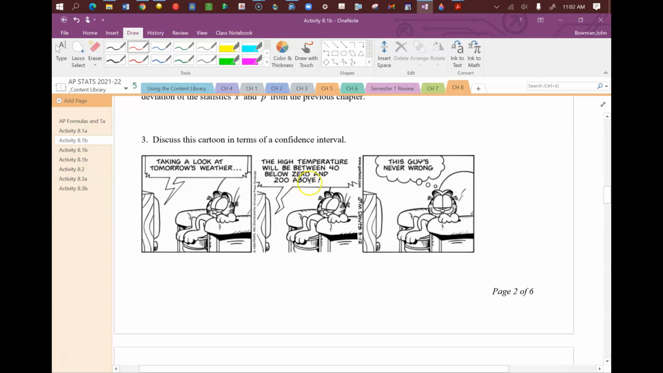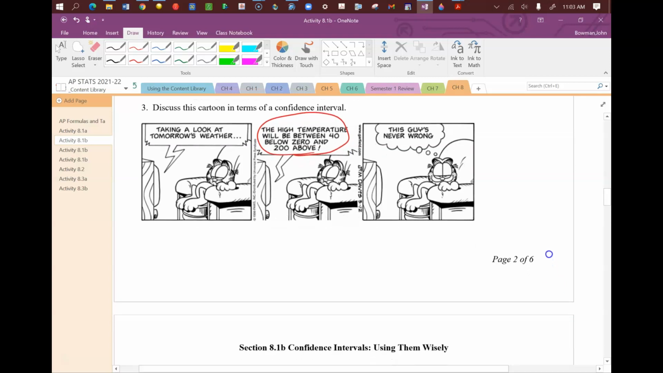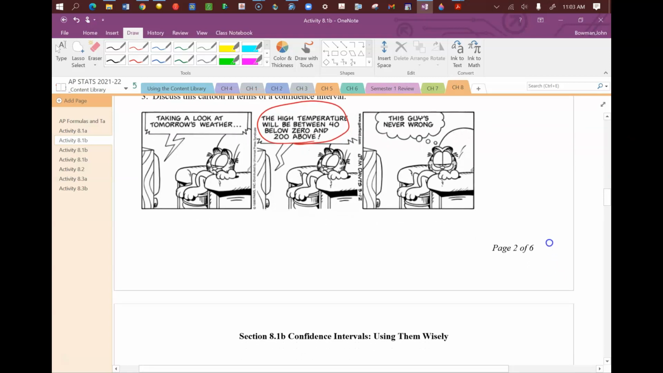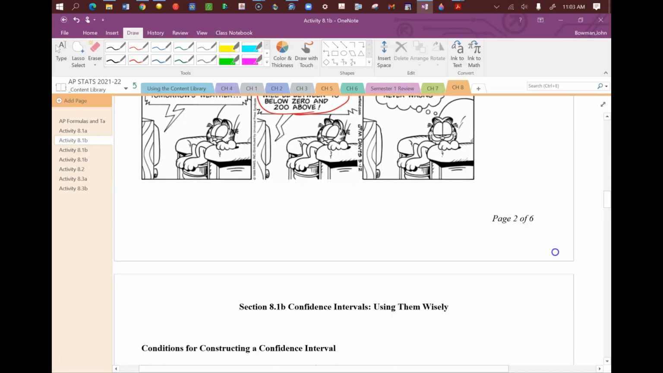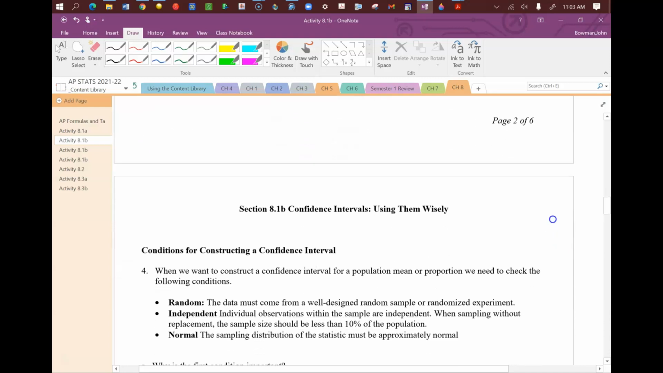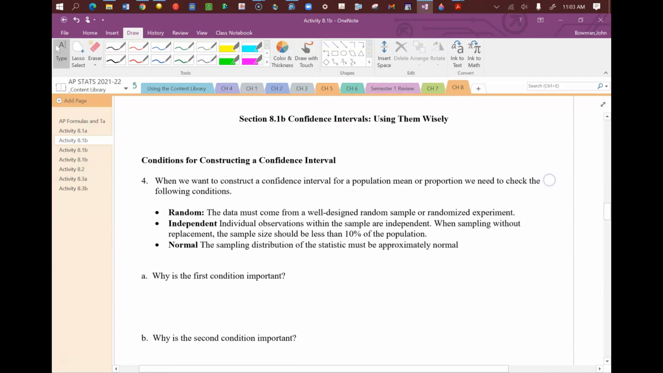Well, the level of confidence is extremely high, right? If the guy's never wrong, but the margin of error is absurd. It's kind of like me saying, I'm 100% confident that the average on the next quiz will be between 0 and 100%. There's a trade-off there. Large margin of error, high level of confidence. So we have to reach a sort of happy medium.